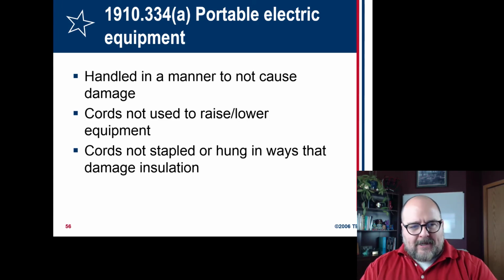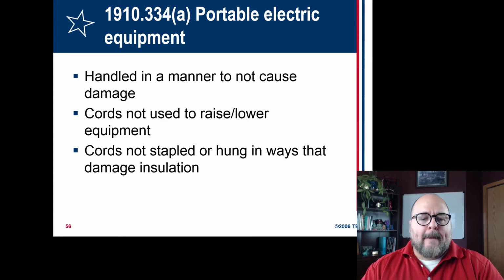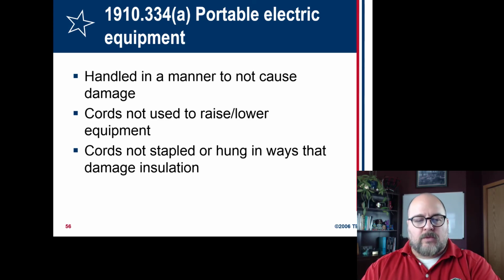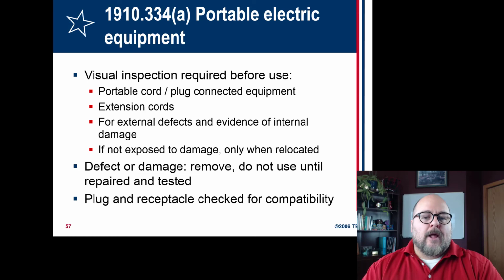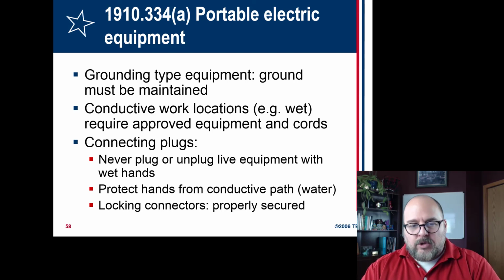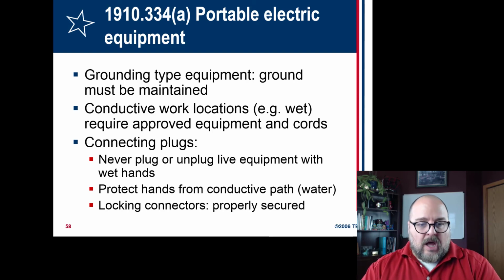Portable electric equipment should be inspected, make sure it's in operating condition, and it's only used in the ways in which it was manufactured. So you do a visual inspection, check the plugs, look for damage, take it out of service if it's not up to par. Don't use it in wet environments or conductive environments. Make sure ground is maintained. Never plug or unplug live equipment with wet hands. Protect hands. Use locking connectors.